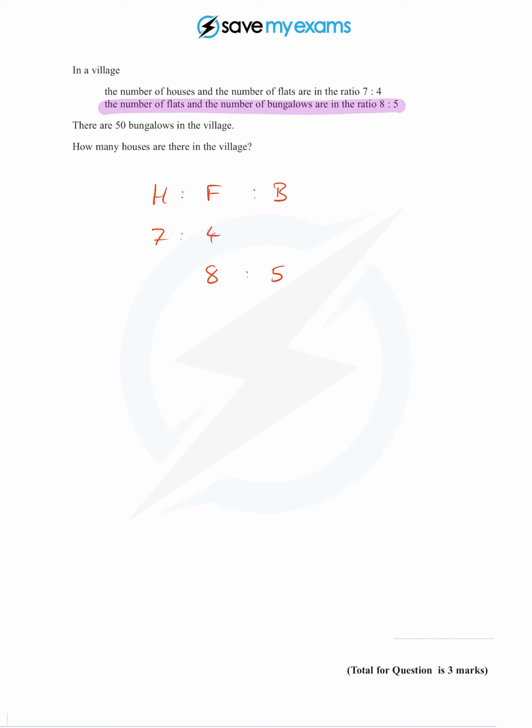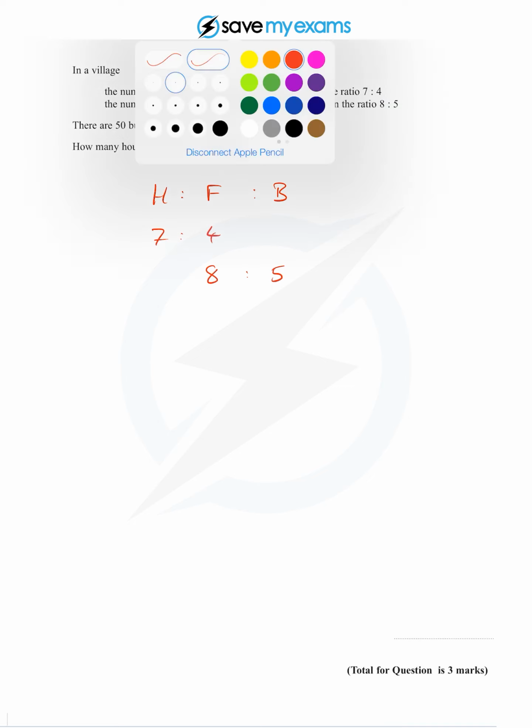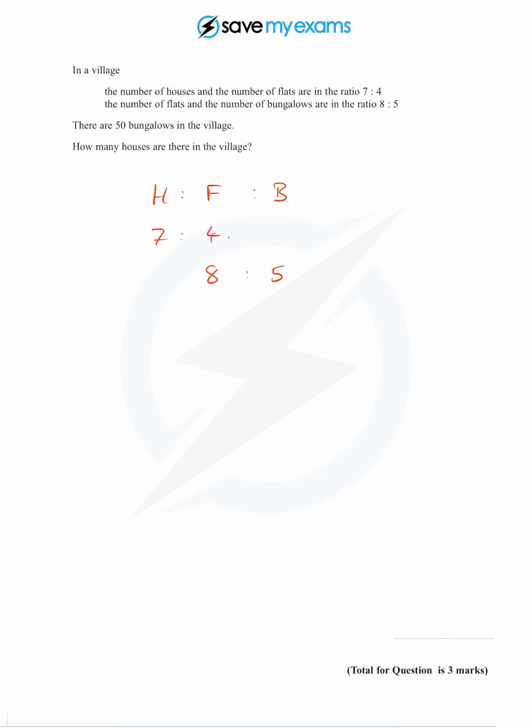So we can actually work out all the ratios fairly simply. We see that to get from 4 to 8, we simply multiply by 2, and therefore to get from 7 to whatever goes here, we just multiply by 2 again. So the ratio of houses to flats to bungalows is 14:8:5.